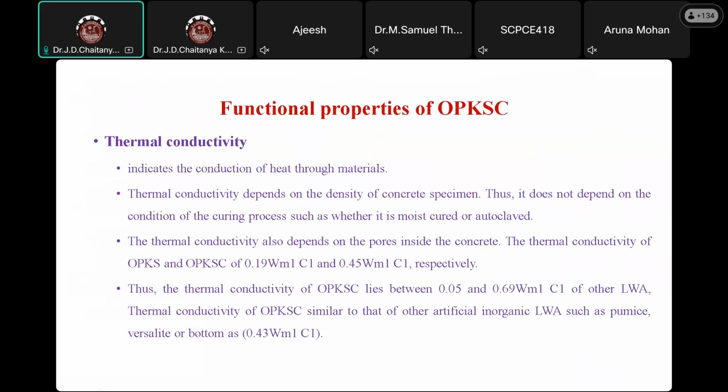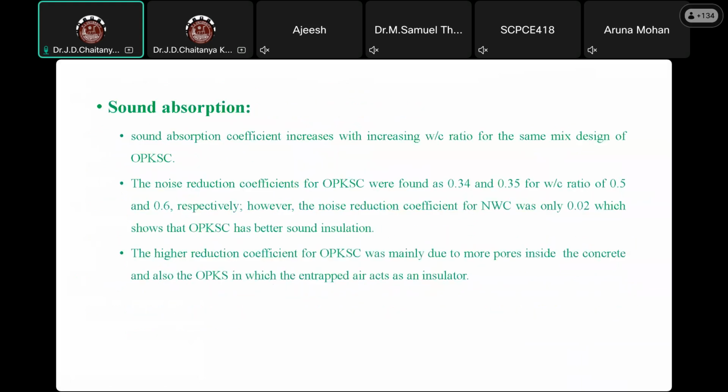Okay, next coming to sound absorption. The sound absorption coefficient increases with the increase in the water cement ratio for the same mix of concrete. So if you maintain the same mix with a high water cement ratio, the sound absorption will also increase. Noise reduction is found to be 0.34 to 0.35 for the water absorption, and for 0.5 and 0.6 also you can observe here. The noise reduction coefficient is 0.02 for normal concrete and 0.5 to 0.6 for the replaced concrete. So this is very important for sound absorption cases also.